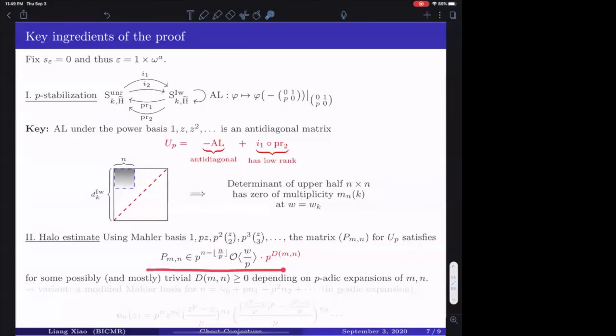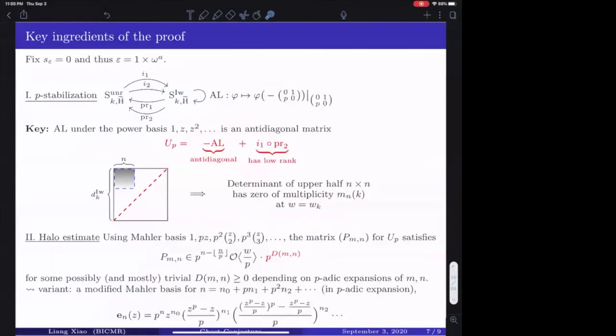The proof is actually the same as the halo thing, except there is a very technical point: if the p-adic expansion of m and n is in a very strange shape, there's a little bit of an error term. We can improve it just a tiny bit. Somehow this will help just a tiny bit.